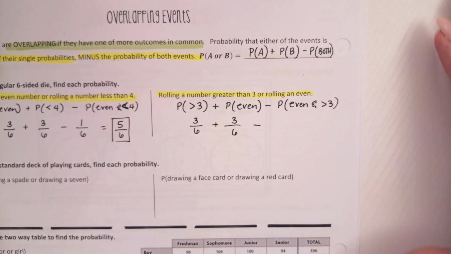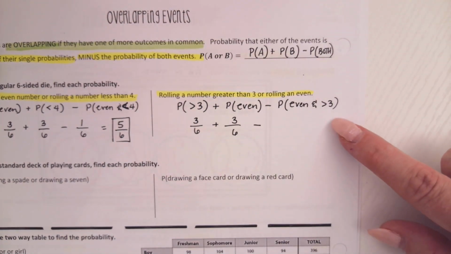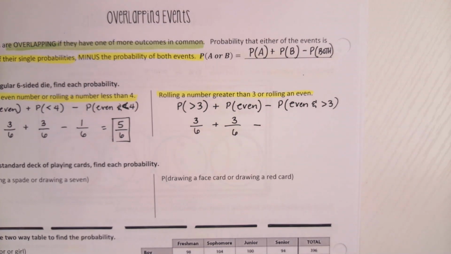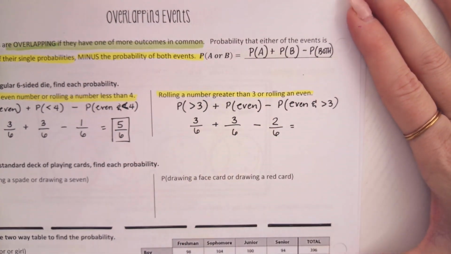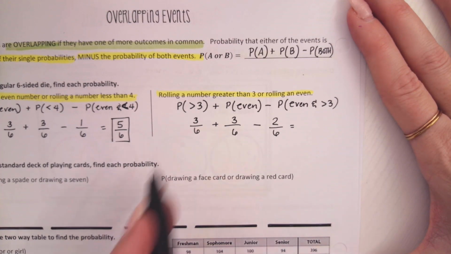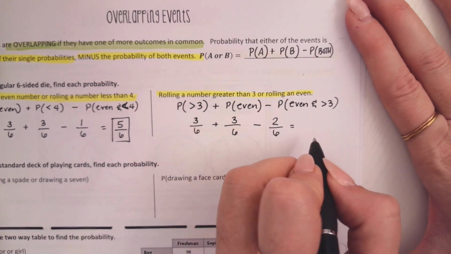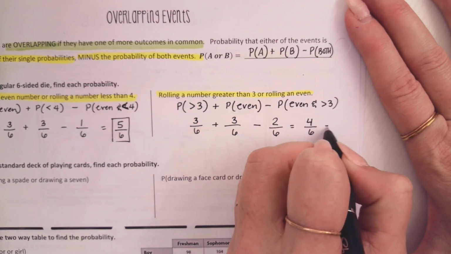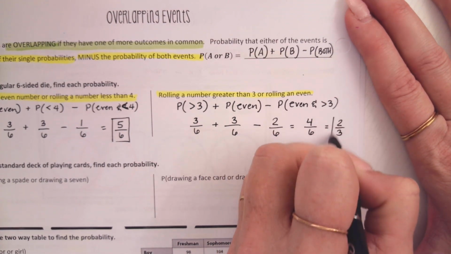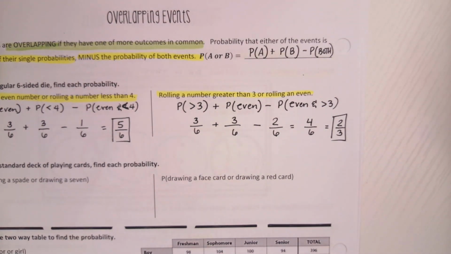Now, minus how many numbers on a die are both even and greater than 3? This one's 2, yes, because 4 and 6 are even and they're greater than 3. So that creates 6 minus 2, which is 4 out of 6, which is 2/3 if you reduce it. Okay? You're doing fine.